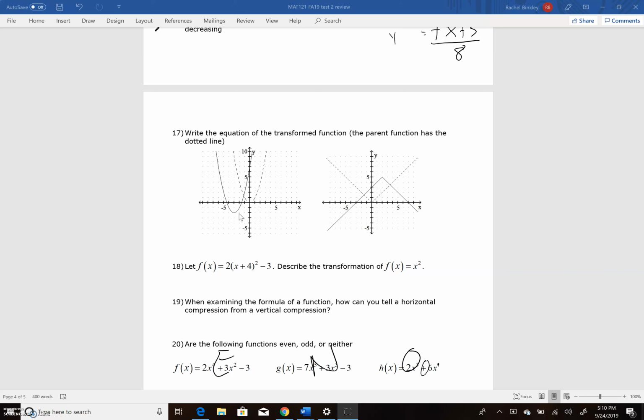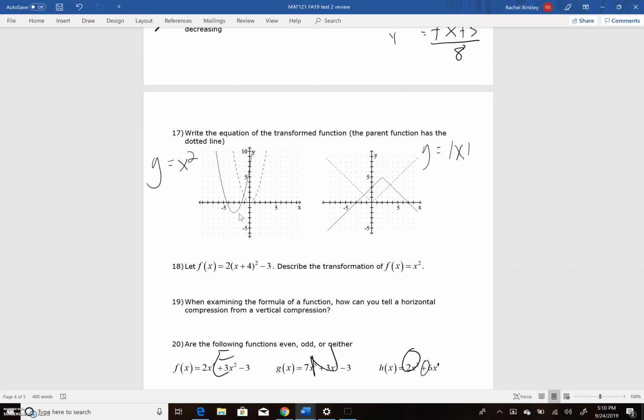So here we have parent functions. The parent functions are the dotted line. So here the parent function is, of course, y equals x squared, right? Just your basic parabola. And on the right, our parent function is the absolute value of x. Okay. So what have we done here?